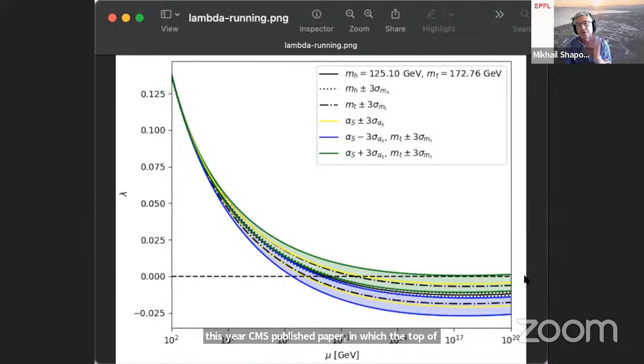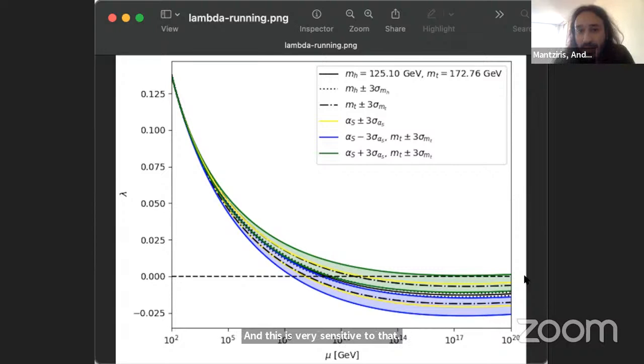This is very sensitive to the top mass. The 1 sigma here is 0.3 GeV, so 3 sigma would be at 0.9. So let's say a 1 GeV lower mass would be, I think, right about where the yellow one would be, at least for the central value. Then if you add 1, 2, 3 sigma uncertainty, you go higher and higher.